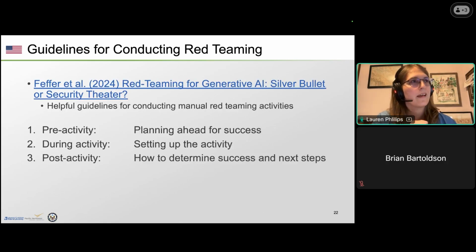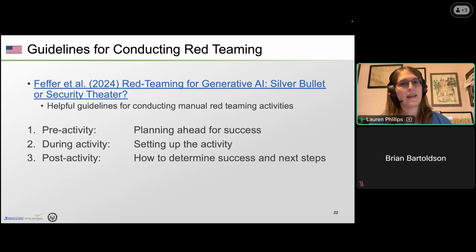This is a paper that I really like, in part because I think it has some extremely valuable insights into how to conduct a manual red teaming exercise. One of the things that I think is difficult for computer scientists and others in a machine learning space to think about with this kind of activity is that it really has much more in common with conducting a user study or other human subjects research than it does with running code or running an automated experiment.